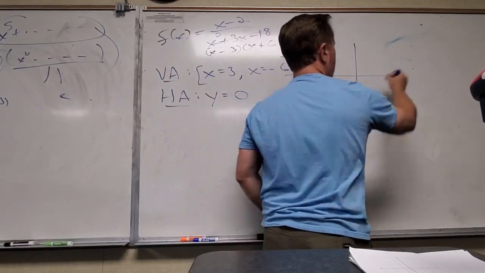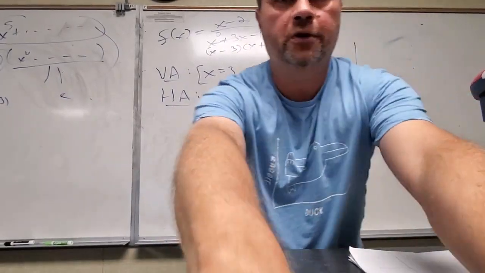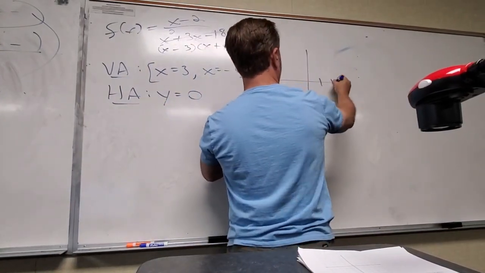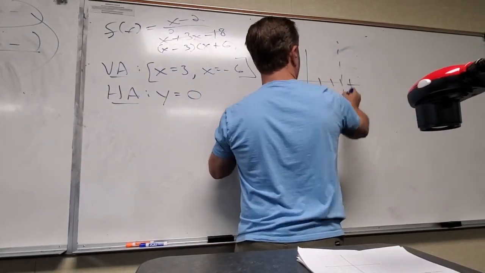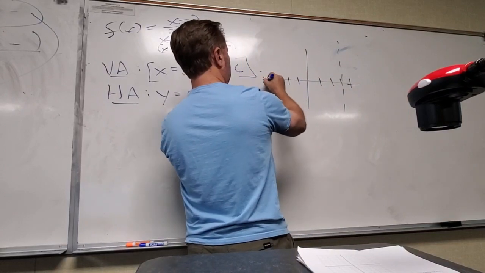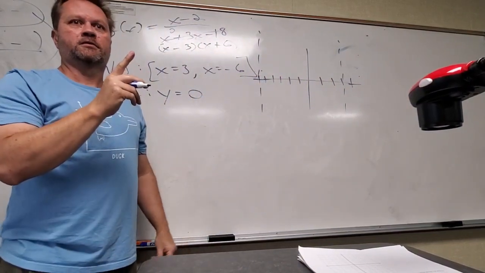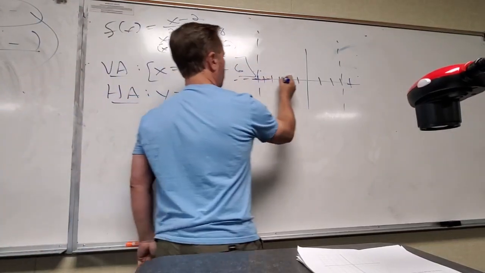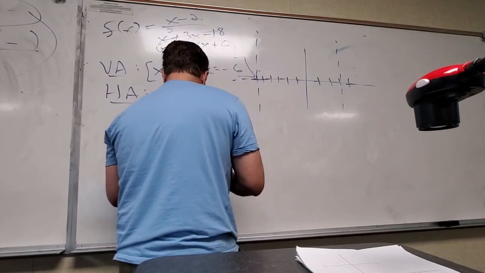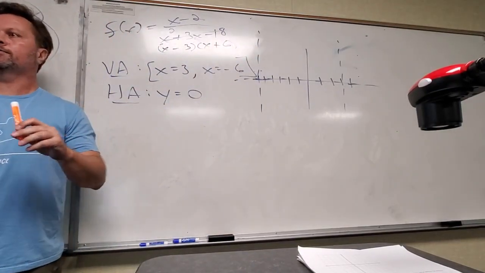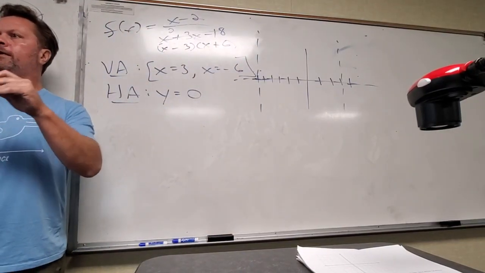So, for example, right now, what can we put on our graph from what we know? x equals 3 and x equals -6. Also, y equals 0. Now, real quick, I'm about to draw some things, and they're not necessarily the answer. I just want to see if you understand why they make sense.